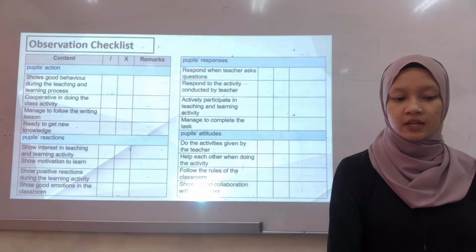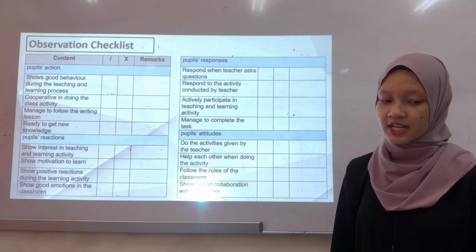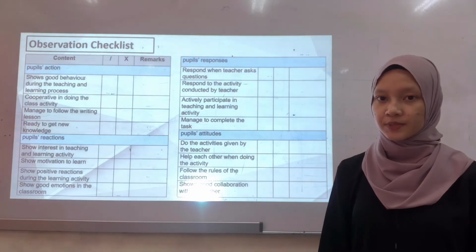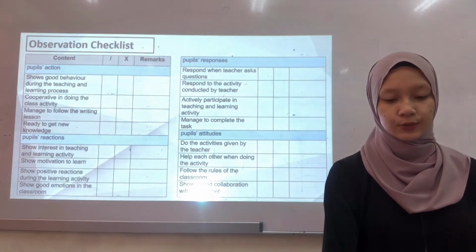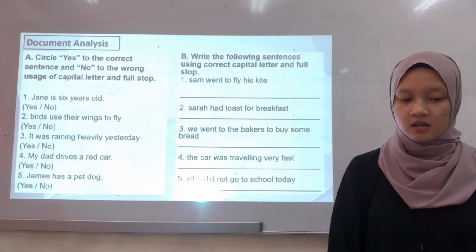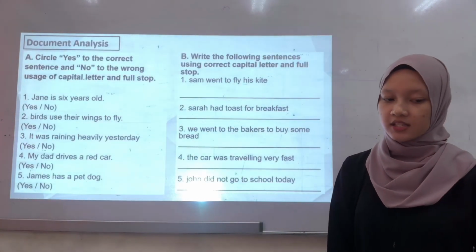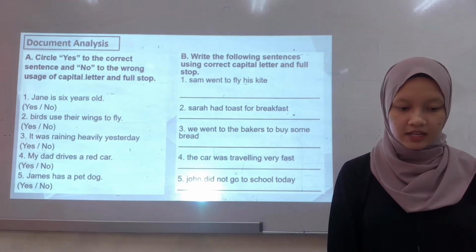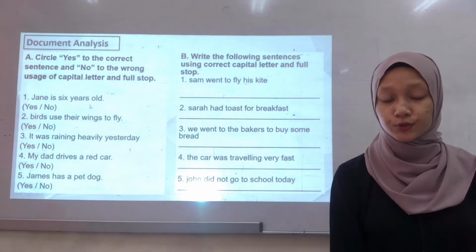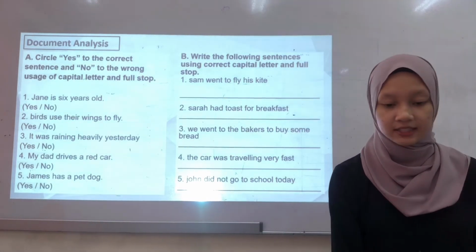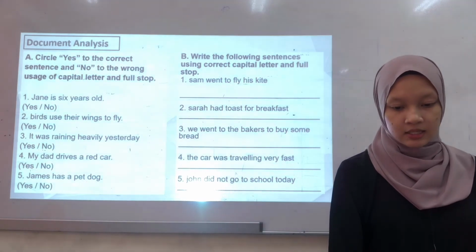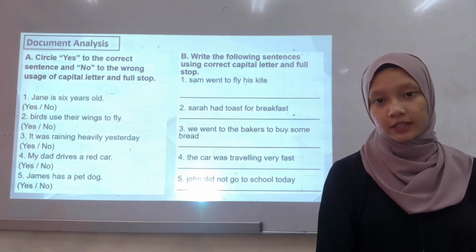This is my example of observation checklist. I focus on pupils' action, pupils' reaction, pupils' responses, and pupils' attitudes. And this is the sample of worksheet. I ask them the correct punctuation, the correct capital letter, and they have to write correct usage of capital letter and full stop.